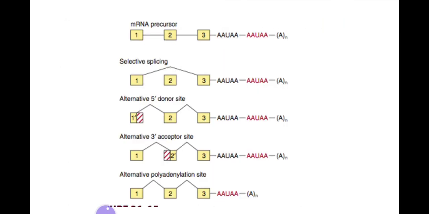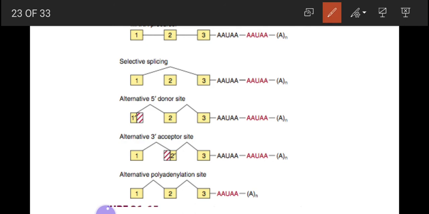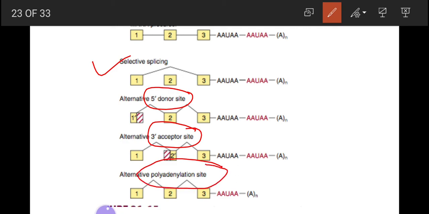This is the diagram again, which shows the mechanism of alternative processing of mRNA precursor. This form of mRNA processing involves either the selective inclusion or exclusion of introns, the use of alternative 5' donor sites or alternative 3' acceptor sites, and the use of different polyadenylation sites. So these are the mechanisms for alternative processing of mRNA from the same mRNA precursors, by which a diverse set of mRNAs and proteins are produced.